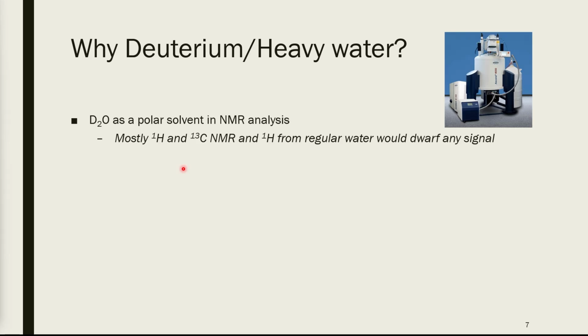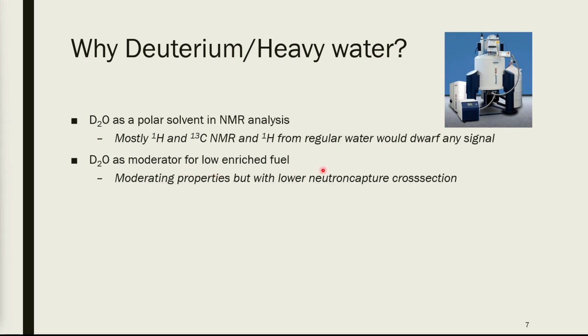And of course, since we are talking about nuclear stuff, deuterium oxide or heavy water is used as a moderator for low enriched fuels, because deuterium has a very low neutron capture cross-section and allows for a high neutron flux even at low enrichment grades of just natural levels. So you kind of have to at least enrich one isotope. If it's not the uranium-235, you would have to enrich for deuterium.